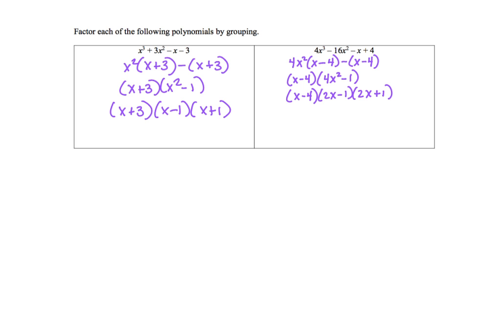Now, just because all of these have factored further up to this point doesn't mean it will always happen that way, but you should always check.